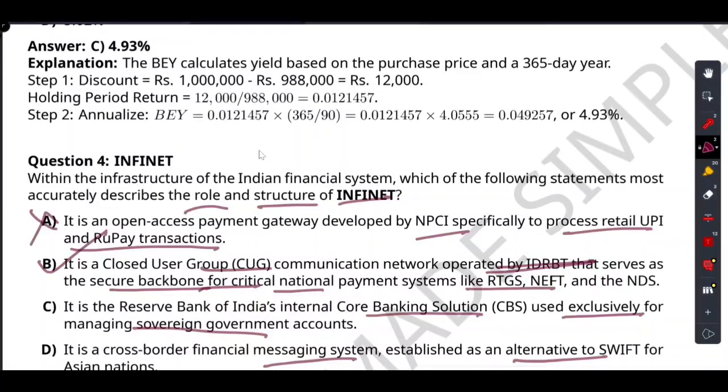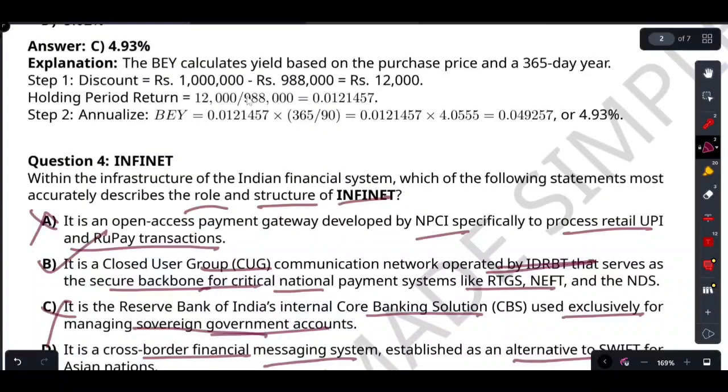Option C is wrong because Infinet is a massive network connecting all the banks, not just internal accounting software for RBI. What about D? D is also wrong because Infinet is not for cross-border use. It is actually for domestic use within India, not an international alternative to SWIFT. So option B is the correct answer.